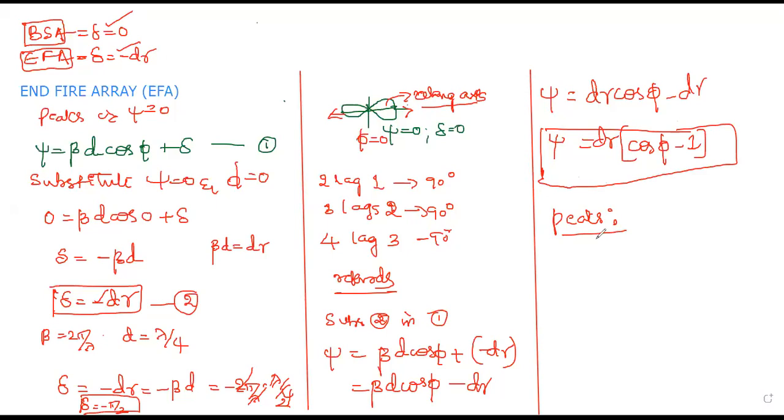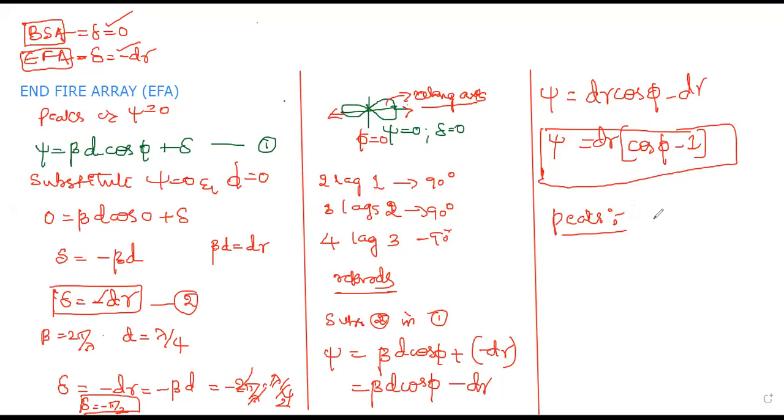Gurunath, what is it? Peak direction? Plus or minus 1. Plus or minus 1. Sure? Don't know. What about broadside array? See your derivation. What did you take for peak there in the broadside array? Is it plus or minus 1 or it is 0?